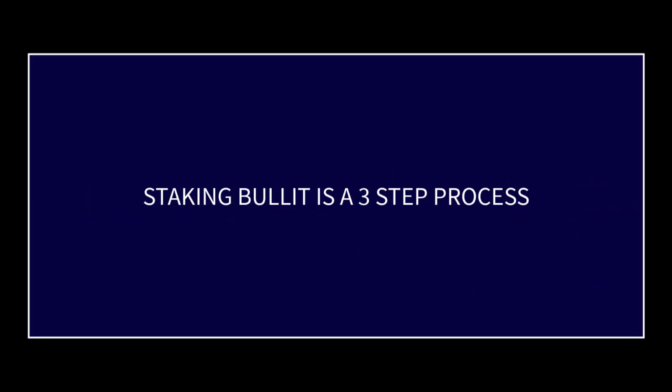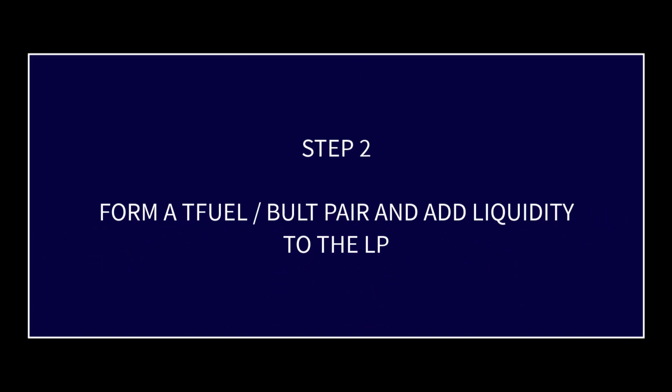I'd appreciate it. Okay, staking Bullet is a 3-step process. Steps 1 and 2 are the same as staking to any other G-Pool LP. So step 1 would be you swap some T-Fuel for some Bullet. Step 2 is you form a pair, a T-Fuel Bullet pair, and add liquidity to the LP. And then step 3 is what I'm going to go over next.